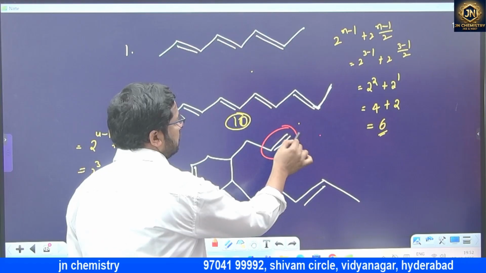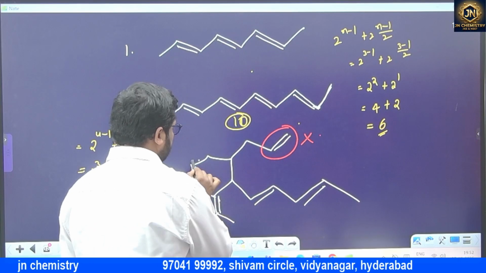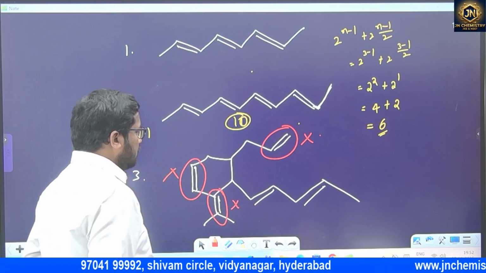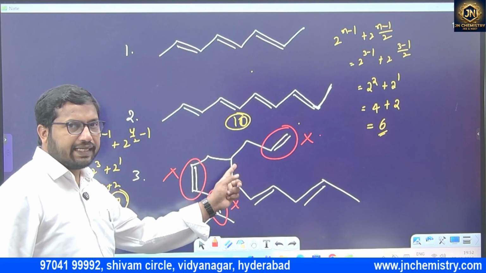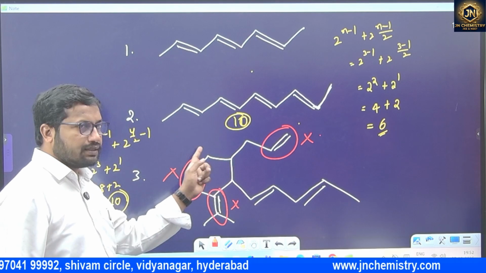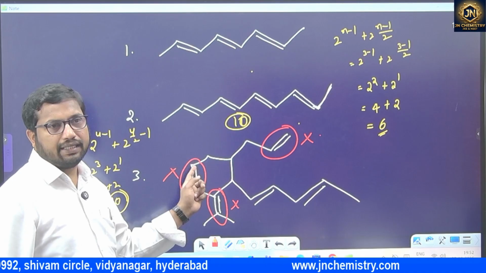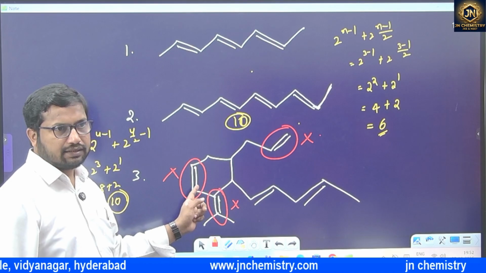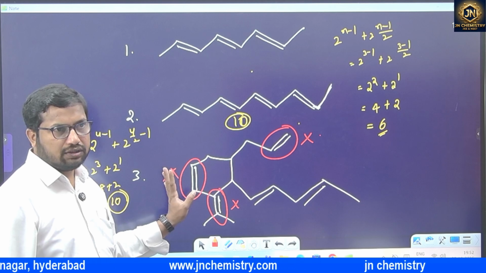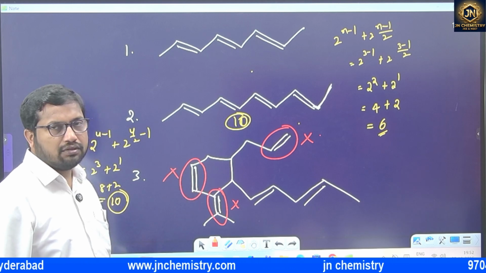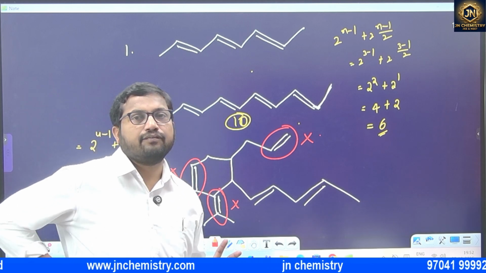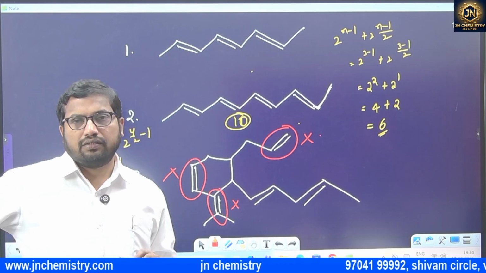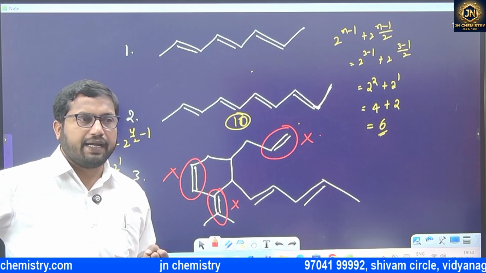This one won't show, this one won't show, this one won't show. So for cyclic alkenes, cycloalkenes, we need a minimum of 8 carbons, because how many carbons in the ring? 6. 6 means it won't show geometrical isomerism. Write it down: for cyclic alkenes, we need to have minimum 8 carbons.